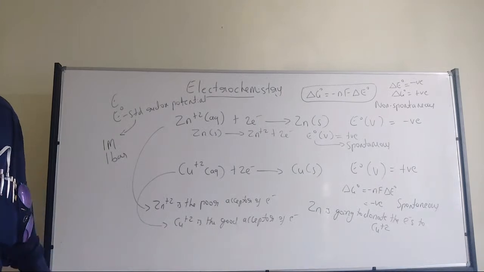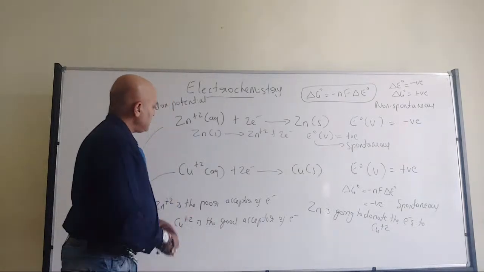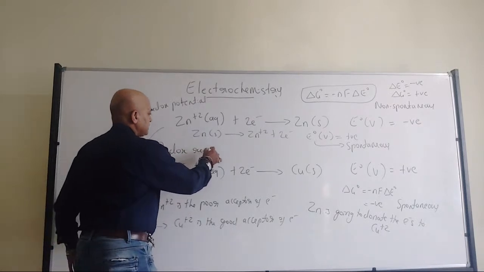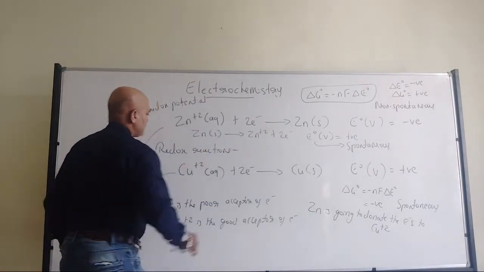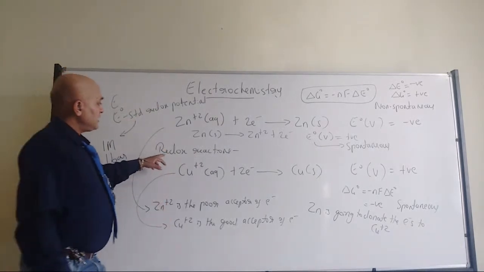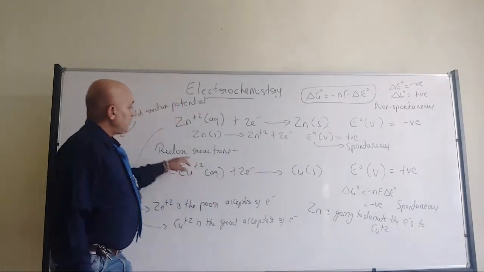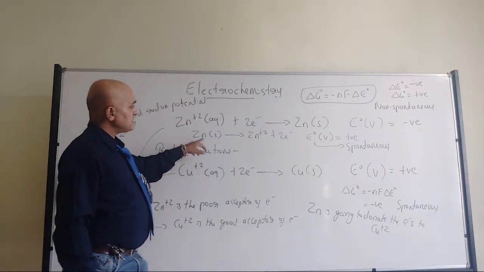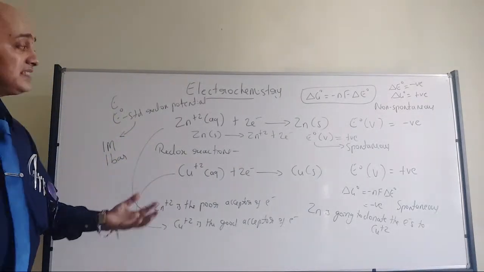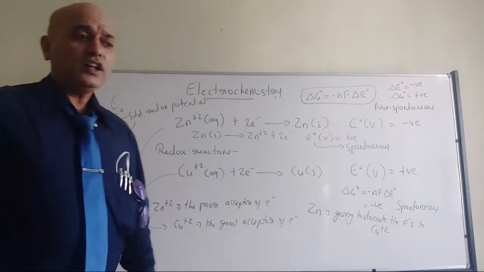Fine? Any doubts in this? So that's where we have the reactions. All together we can call them redox reactions. Why redox reaction? Because there is a reduction, there is an oxidation. Reduction is with respect to cupric ion, so cupric ion is getting reduced to copper. Oxidation is nothing but zinc becoming zinc plus 2. So there is the oxidation of zinc and there is a reduction of cupric ion in this case. All of you have understood?